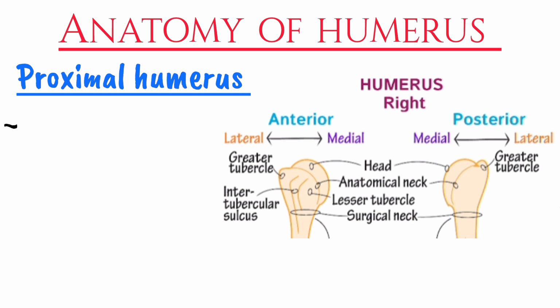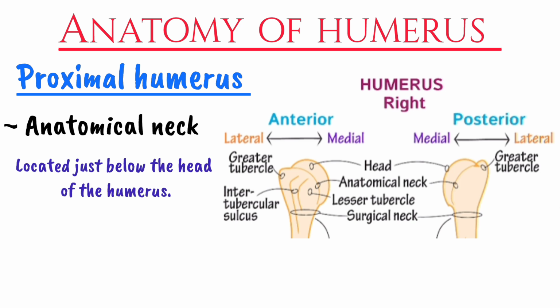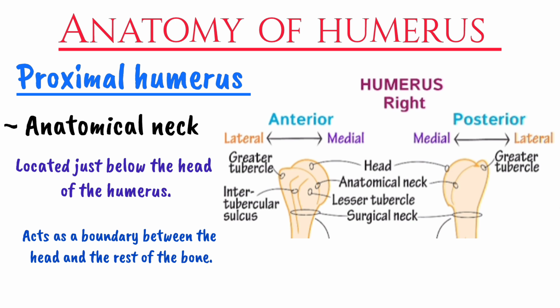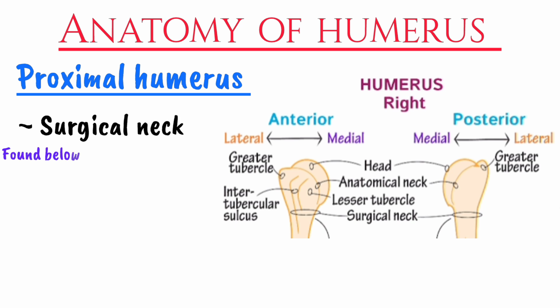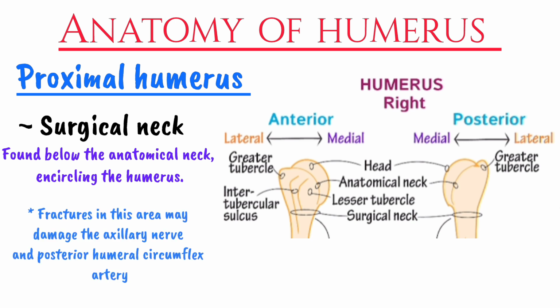Number 2 is the anatomical neck. The anatomical neck is located just below the head of the humerus. It acts as a boundary between the head and the rest of the bone. Number 3, the surgical neck. The surgical neck is found below the anatomical neck, encircling the humerus. Fracture to this area may damage the axillary nerve and the posterior humeral circumflex artery.